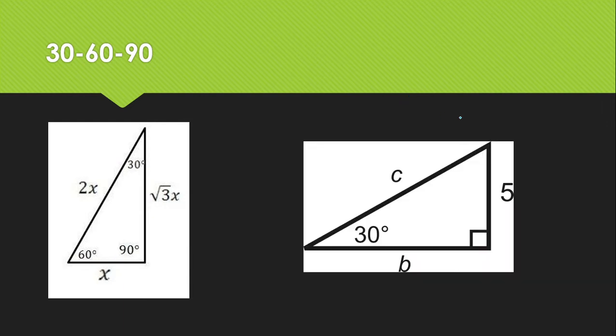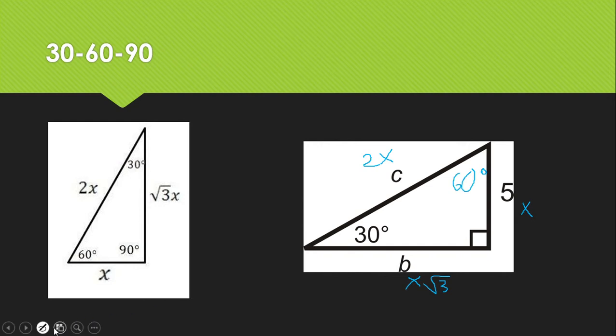Here's another example of 30, 60, 90. Again, I'm going to start by labeling my angles. So we have our 30 and a 90, so I put a 60 in there. Now I'm going to label the pattern of the sides. My shortest side is always going to be x. My hypotenuse is 2x. And the side between the 30 and the 90 is x square root 3.